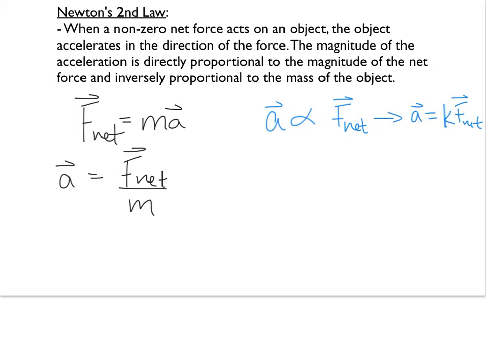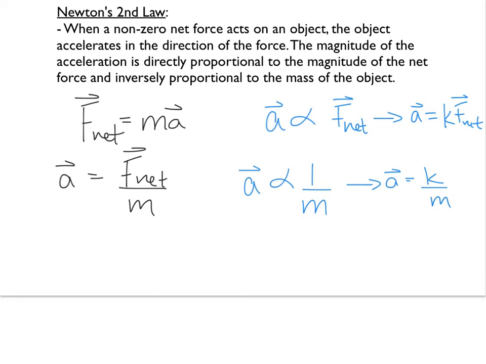The second part of the statement states that the acceleration is inversely proportional to your mass. Inversely proportional just means that it's the opposite relationship, so it's 1 over m. So that means that your acceleration would be equal to k over m, where k is just a factor.